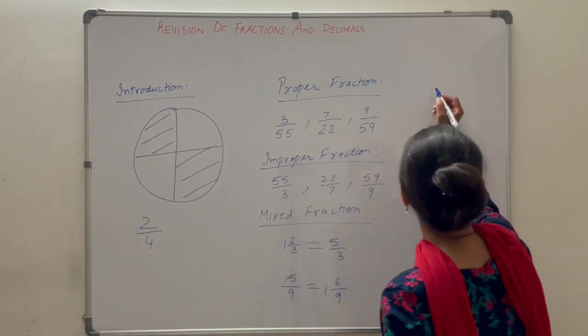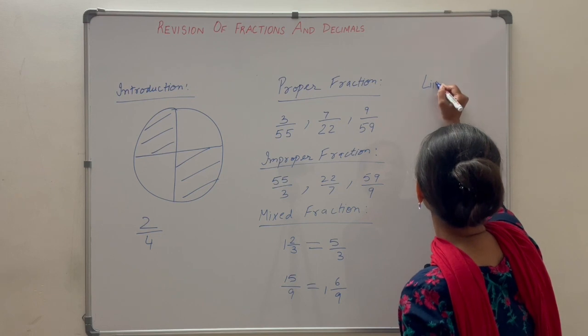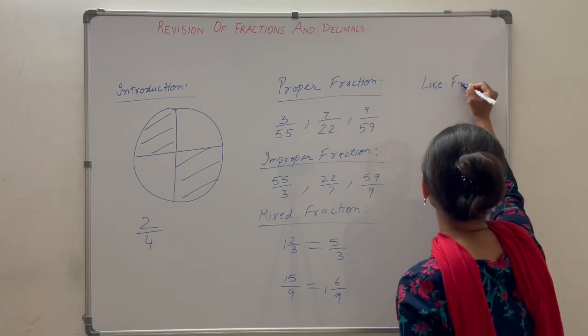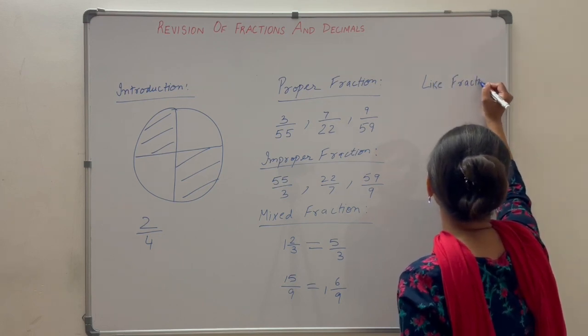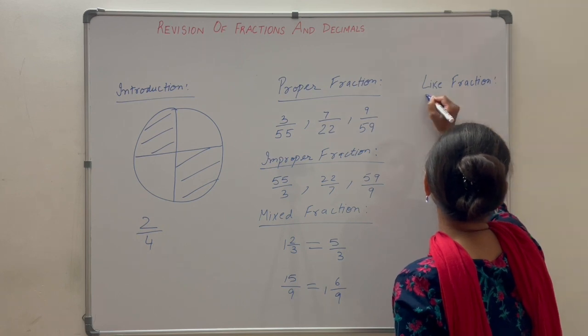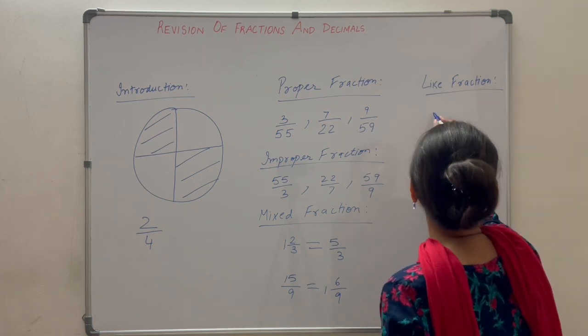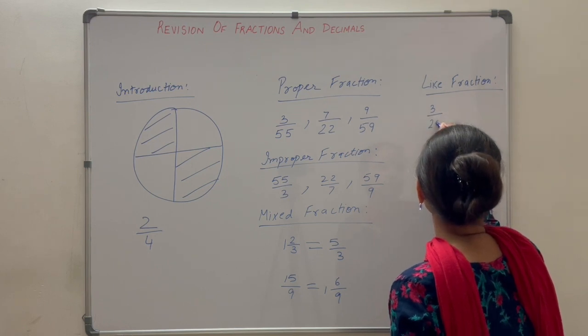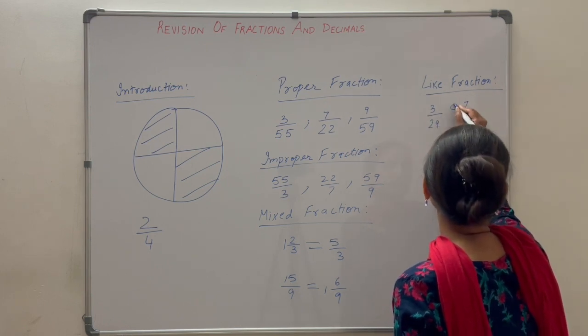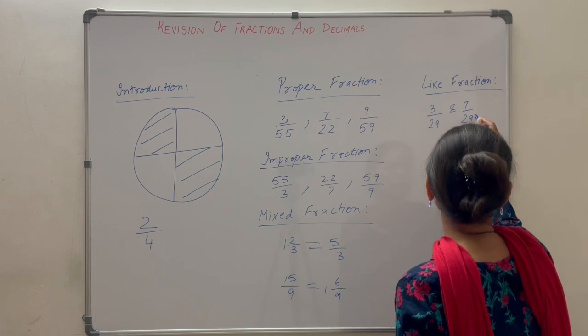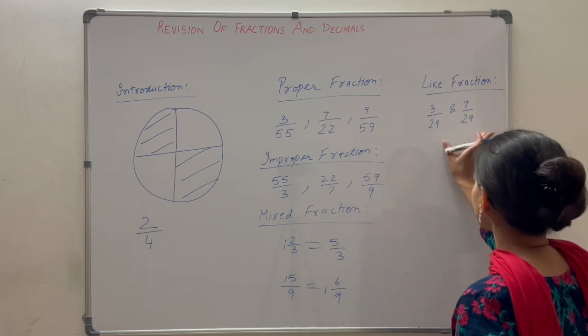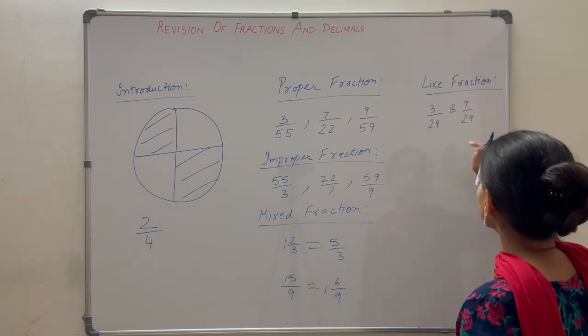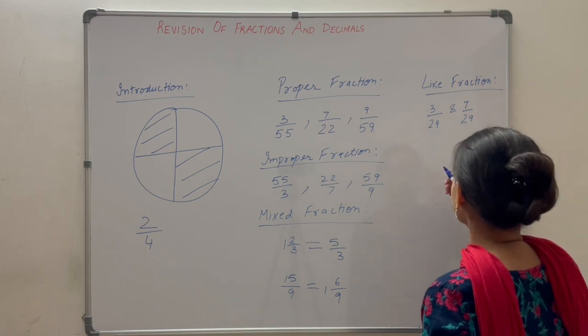Now we have like fractions. What are like fractions? In like fractions, the denominator is the same. For example, 3 by 29 and 7 by 29. This is called a like fraction because the denominators are the same, 29.